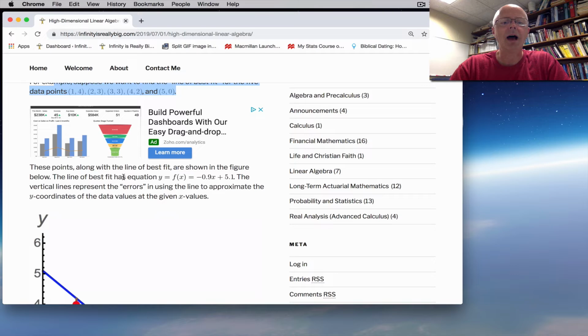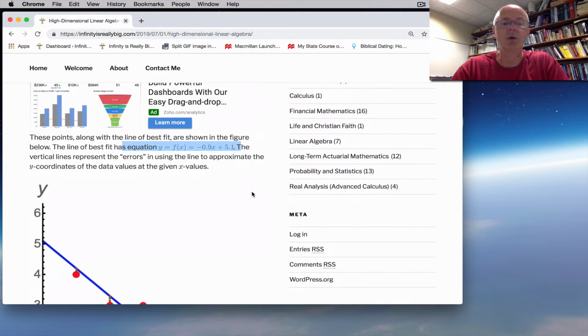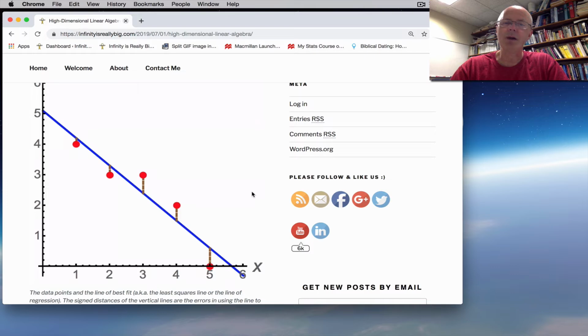And that's what I want to try to get across in both this video and this blog post. I tell you what the answer is. y equals f of x equals negative 0.9x plus 5.1, so the slope is negative 0.9 and the y-intercept is 5.1 for this blue line. I'm not going to tell you how I find that. That's going to be a topic for a later section. But what I need to do in this section is bring it into the context of, how is it related to linear algebra? How can you think about it with linear algebra in such a way to solve for m and b? That's the point.